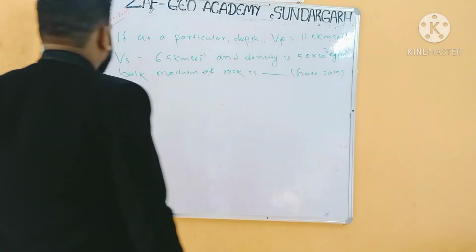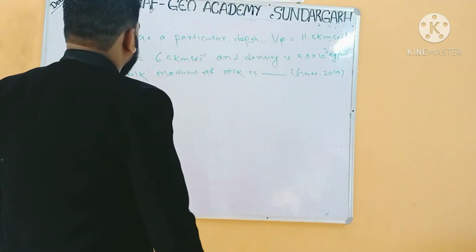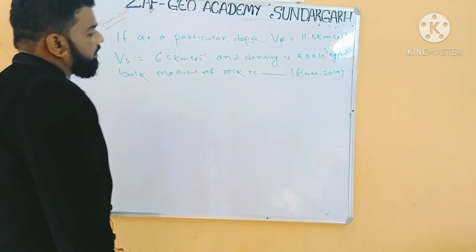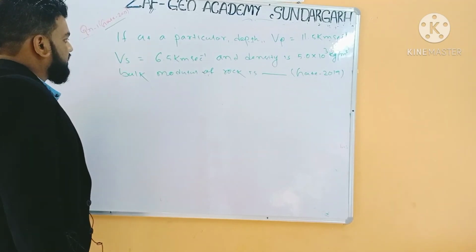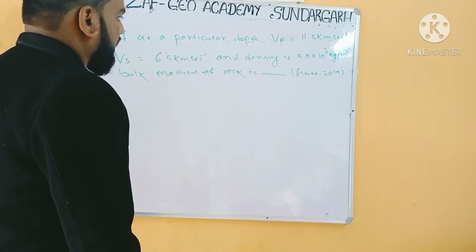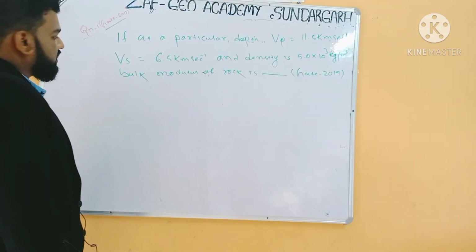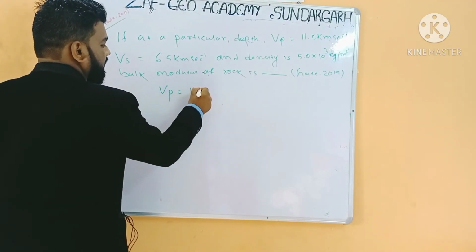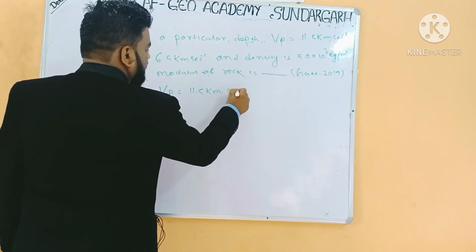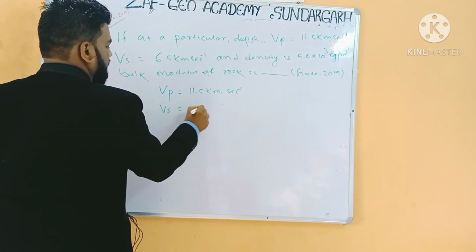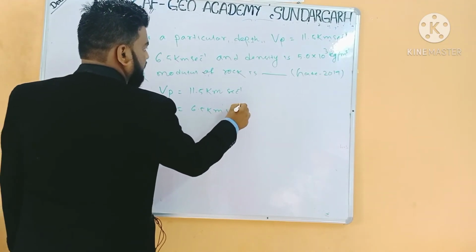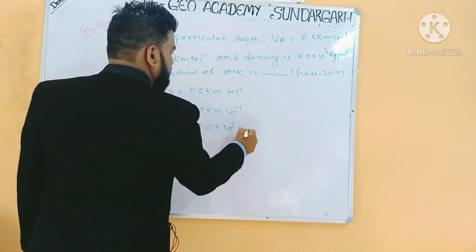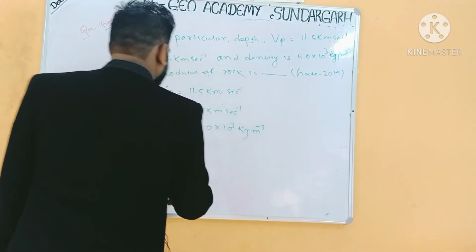Here is another question, from GATE 2014. If at a particular depth the velocity of P wave is 11.5 km per second, the velocity of S wave is 6.5 km per second, and the density is 5.0 into 10 to the power 3 kg per meter cube, the bulk modulus of rock is what? So what will be the K?